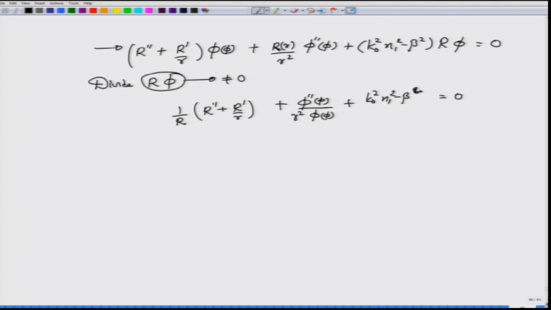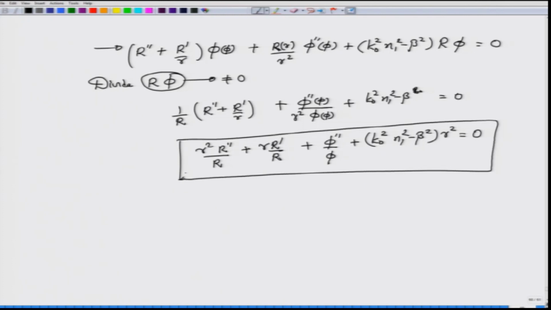Now, I multiply throughout by r square. So, when I do that, I will get r square times R double prime by R plus R prime by r, plus Phi double prime by Phi plus k0 square n1 square minus beta square times r square equals 0. So, this is the simplified equation that we now have, from the method of variable separation, and what we now need to do is to solve this equation.